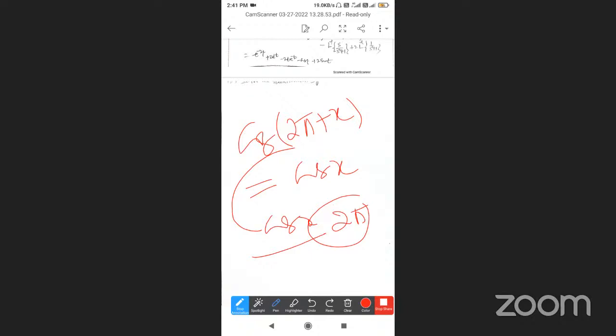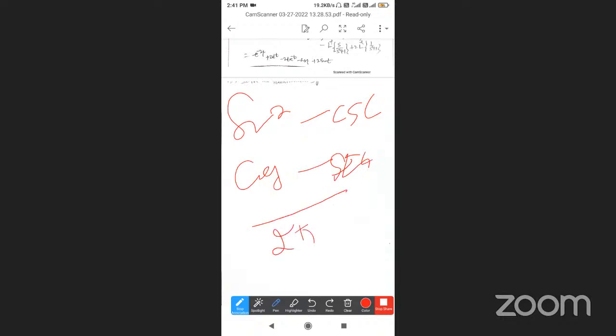Sin x, cos x, cosecant x and secant x are periodic functions with period 2 pi. Cosecant is the inverse of sin x, and secant is the inverse of cos x. So the period of these functions is 2 pi. Now the tan and cot functions.